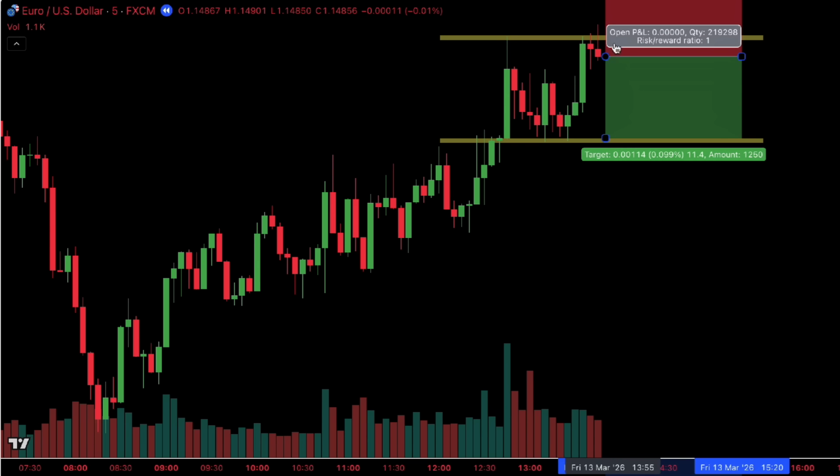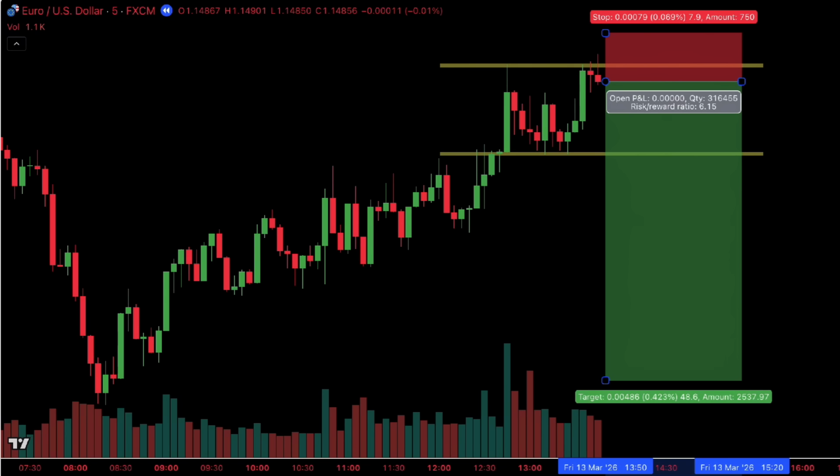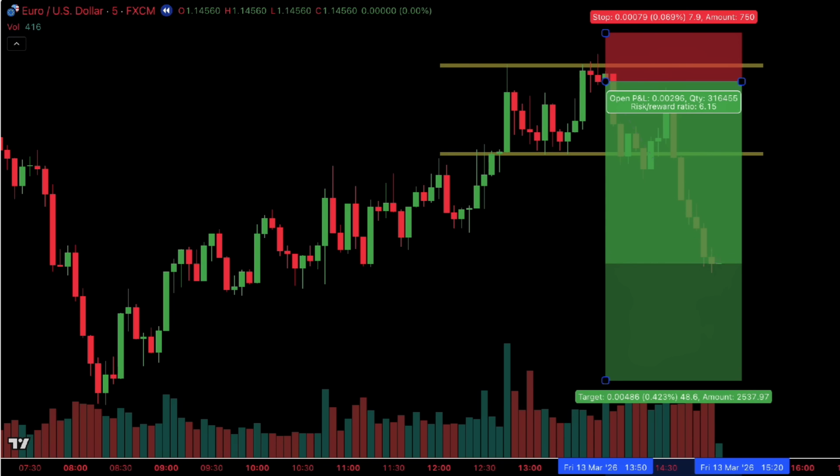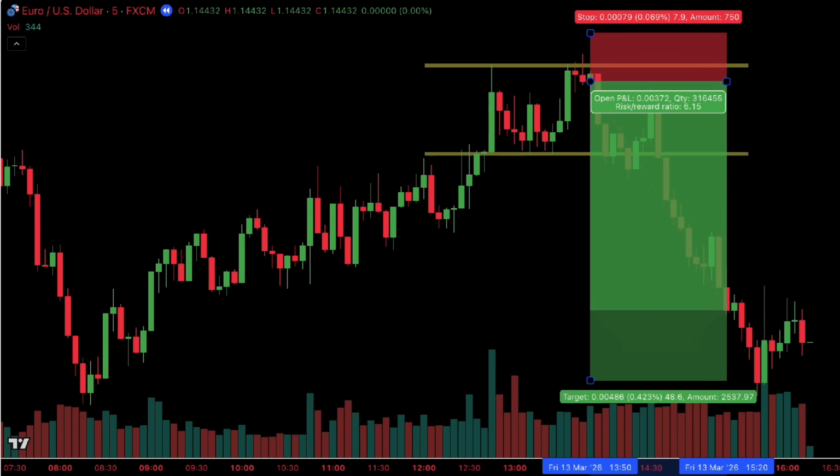Now, you can place your entry at the close of the Nagaraboshi, set your stop loss above it, and target the next key level. Look at what happens next. The market drops, exits the distribution phase, and continues moving down.